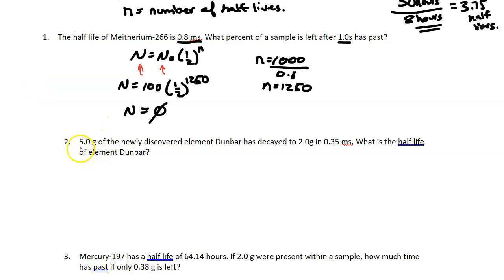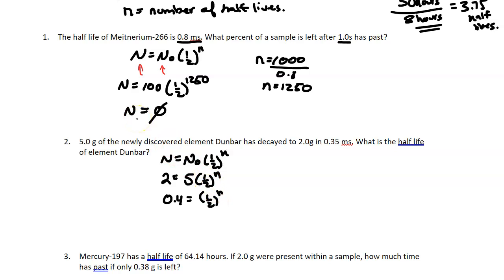Okay. 5 grams of the newly discovered Dunbar element has decayed to 2 grams in 0.35 milliseconds. What is the half-life of the Dunbar element? We first need to figure out how many half-lives have occurred in this 0.35 milliseconds. Now our equation is this. The number we have now is 2 grams, where originally we had 5. So 2 divided by 5 gets you 0.4. That's relatively straightforward, but now you're solving for this n.